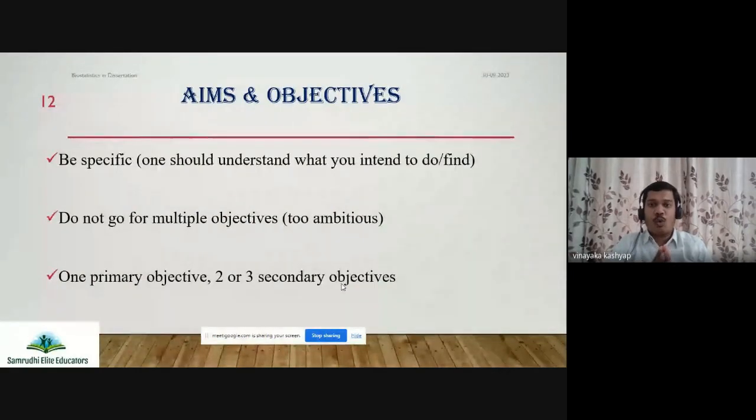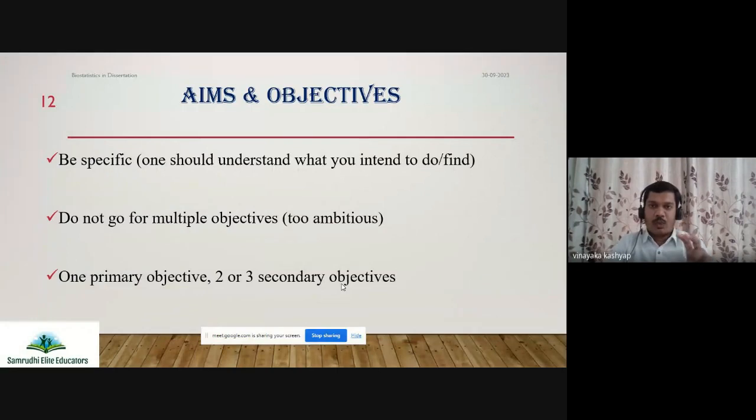No, please don't go for multiple objectives. Stick to a particular, specific thing. Be specific. One should understand what you are trying to do. So do not go for multiple objectives. Stick to one primary objective, then maybe two or three secondary objectives. That is what you're supposed to do in your aims and objectives.